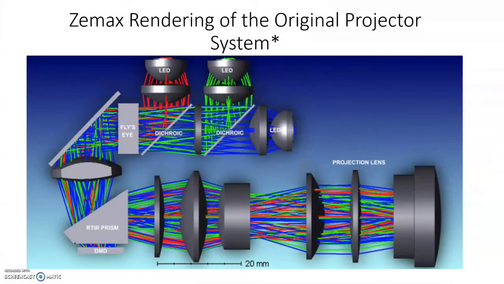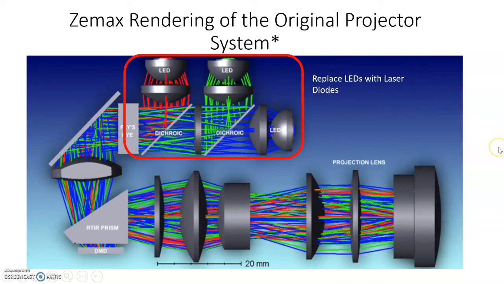This is a ZMAX rendering of the original pocket projector optical engine. You notice here at the top is the illumination assembly. Our plan with this illumination assembly, as you see here, it's just LEDs, red, green, and blue, which are collimated and then homogenized to illuminate the prism system. Our plan is to replace the LEDs with laser diodes to increase brightness, and then replace the collimating lenses with ultra-thin diffractive waveplate lenses that I fabricate myself at work using liquid crystal technology.